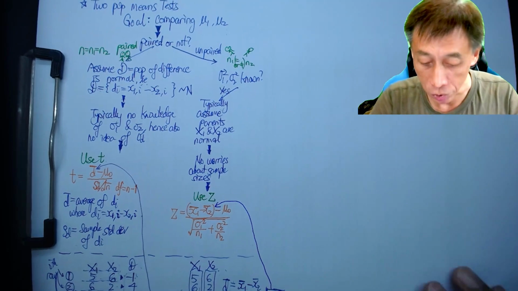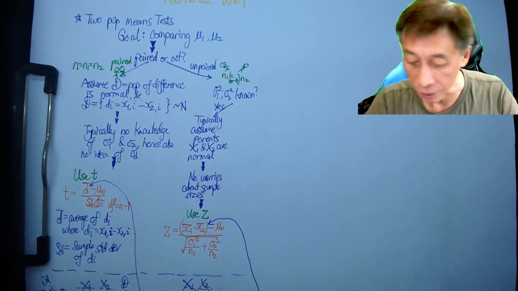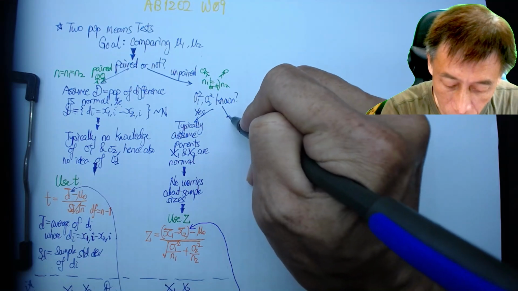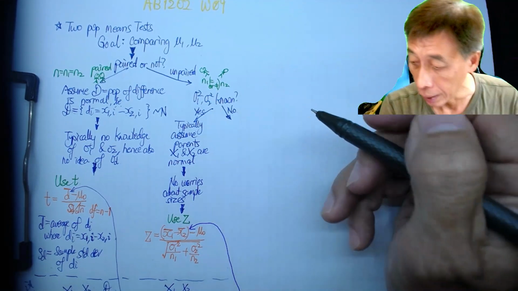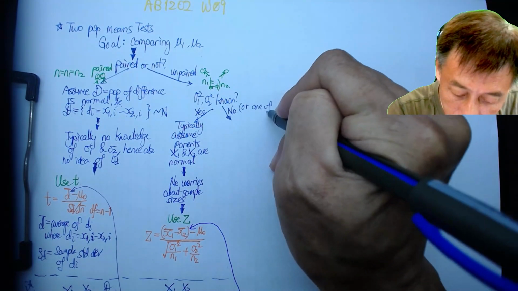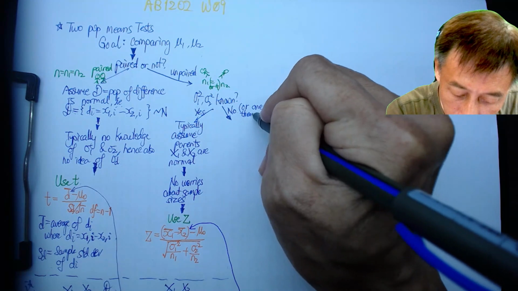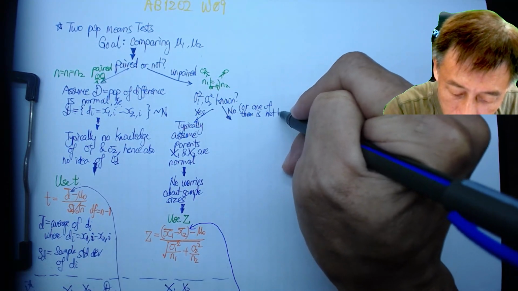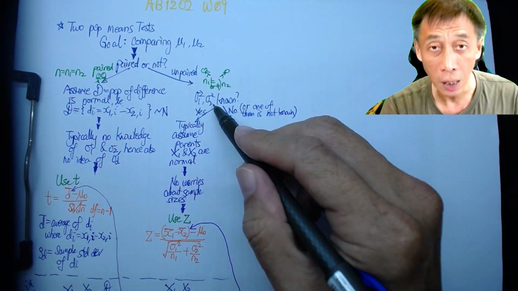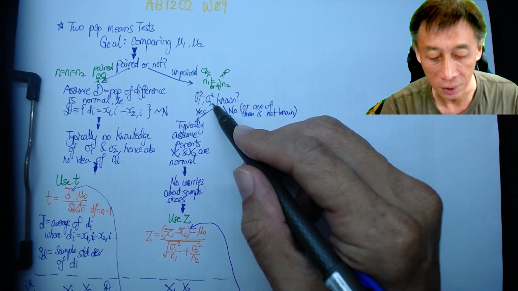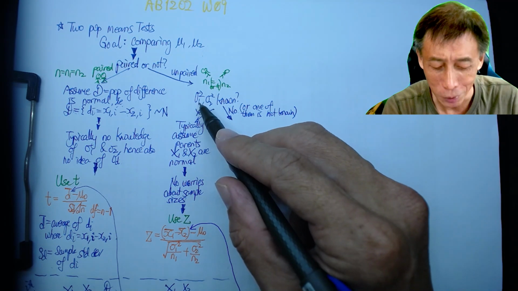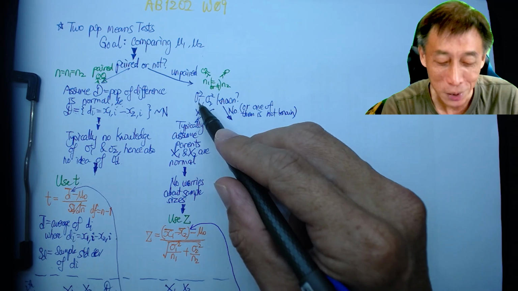Next, we want to talk about what happens if sigma 1 square, sigma 2 square, are not known, or one of them is not known. So in the case where we actually have a good estimate of sigma 2 square, and that's 2.1, but sigma 1 square, that's NUS variance of GPA, we don't know, because we have very little information. Then what should we do?